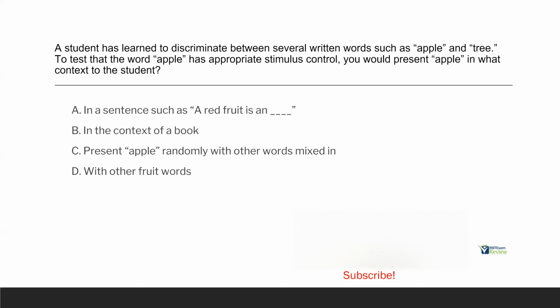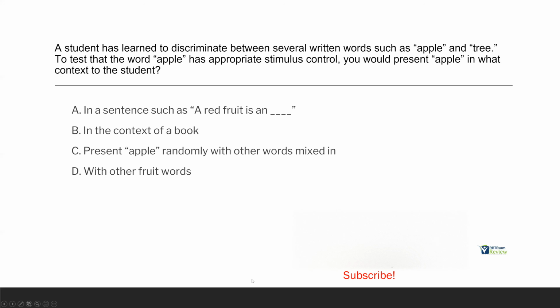C, present apple randomly with other words mixed in. Yes, okay. So let's say flashcards. Here's a word, here's a word, here's a word, here's the word apple. They say apple. When they see just the word apple, we now know we probably have stimulus control. Now, perfect stimulus control is very hard to prove, obviously, because you could argue about the flashcard and so on. We get that, but the best approach and what's going to be at least the most accurate is just putting apple by itself and hoping they read the word apple.